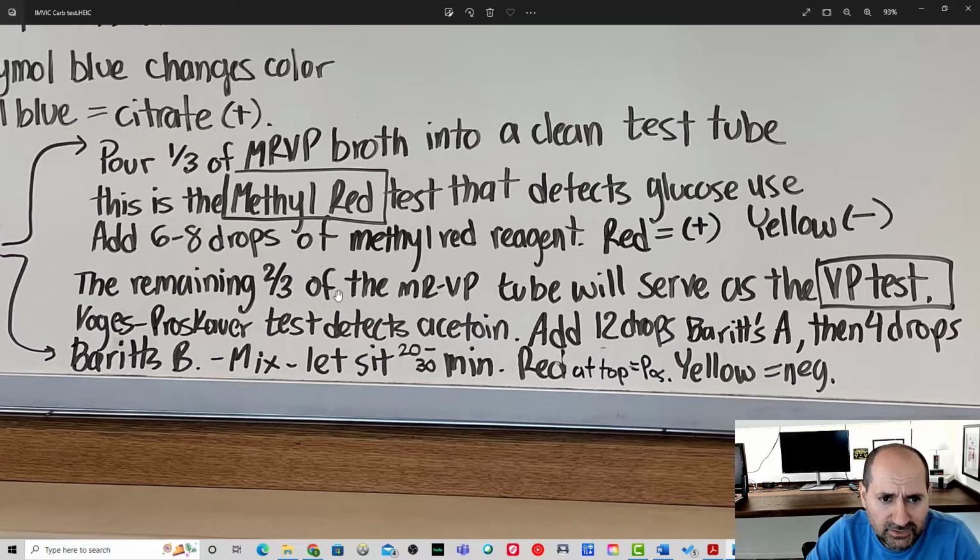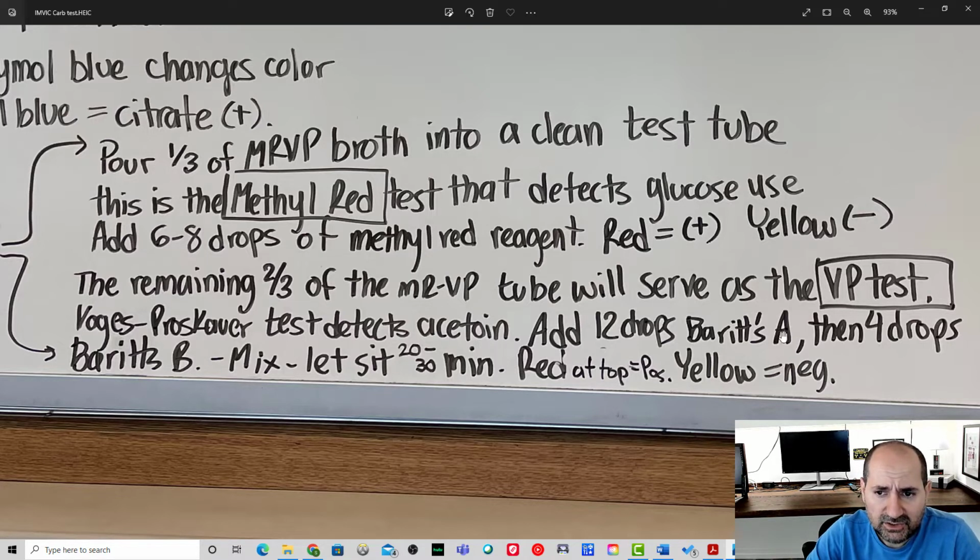Then the remaining 2/3 of the MRVP tube served as the VP test. Remember, this stands for the Voges-Proskauer test, which detects acetoin. You add 12 drops, though you don't need to know the exact number of drops, of Barritt's reagent A and then Barritt's reagent B. You have to let it sit for 20 to 30 minutes undisturbed, and if there's red in there, even at the top, if it turns red, that's a positive result for acetoin, and yellow is negative.